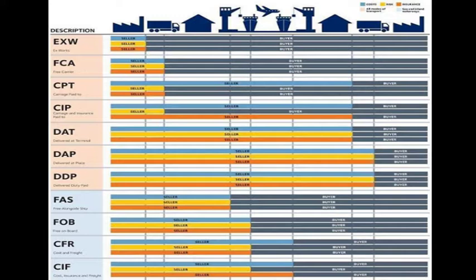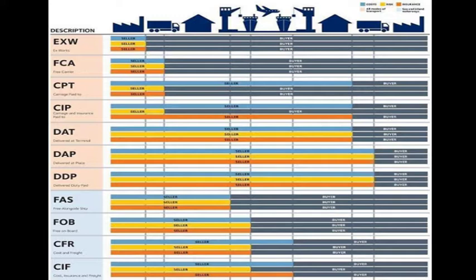What's the difference between DAT, DAP, DDP? Okay. DAT means delivered at terminal, whereas DAP is delivered at place, whereas DDP is delivered duty paid, okay? So delivered at terminal means that the items will be delivered until what point? Until the customs area, okay? But we have to be careful about this one, okay?